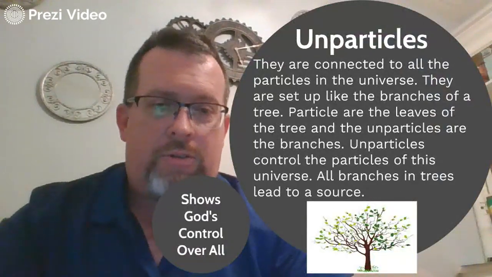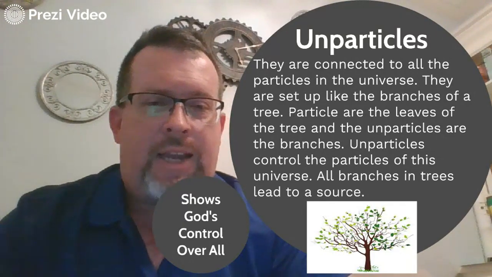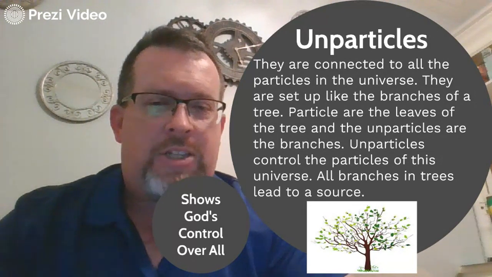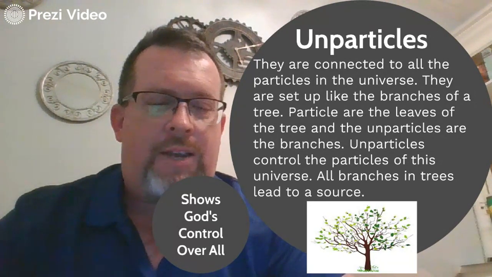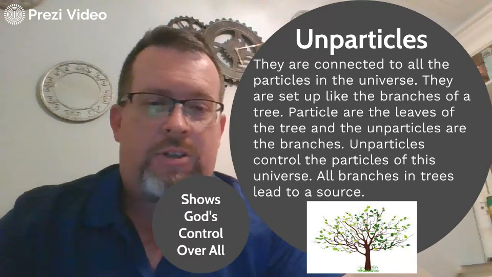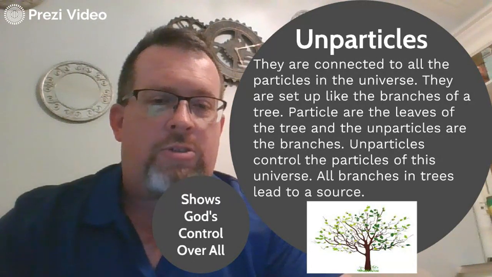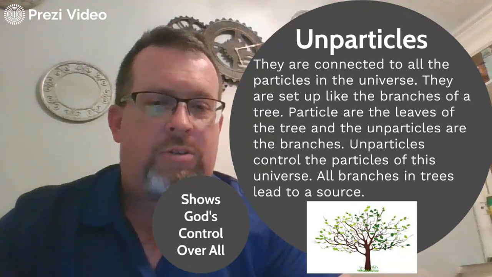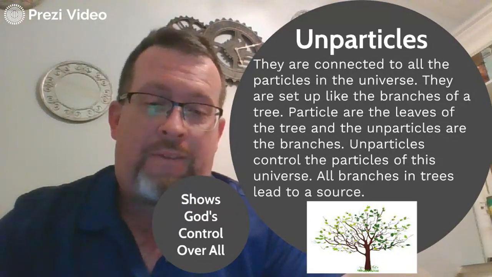Now, let's talk about unparticles. Unparticles are basically connected to all particles of this universe. They are set up like branches of a tree. The particles are the leaves of the tree, so they're in the universe, and the unparticles outside the universe are the branches. Unparticles are like waves or strings that control the particles of this universe. All the branches and trees lead to a source. If you see that in a tree, that's why I have the picture of the tree there.